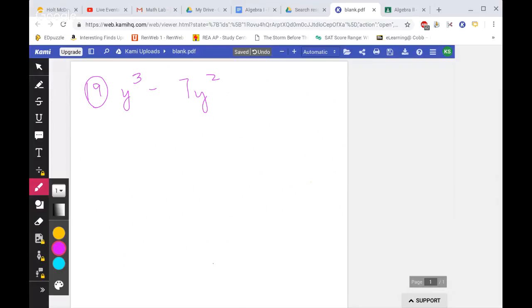y cubed minus 7y squared plus 4y minus 28. Okay. We're going to factor by grouping. What you're going to do, and you can only do this when there's 4 or more terms, but for Algebra 2, it's always just going to be 4 terms. So it's always a good way to check and see if there's 4 terms. And then what you're going to do is turn it into 2 smaller problems and pull out the GCF. That's the first step. All right.